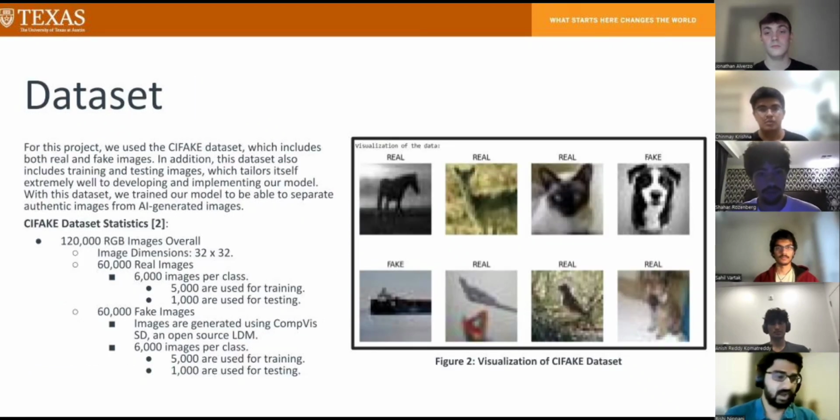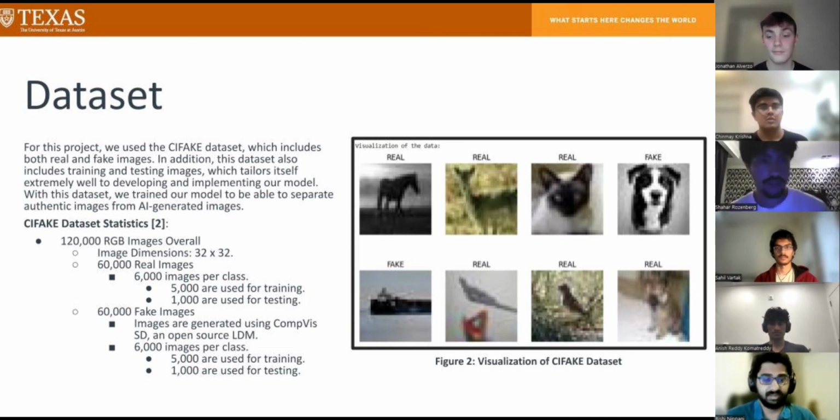Now for an overview about the dataset we used. For this project, we used a CIFAKE dataset, which includes both real and fake images. In addition, this dataset also includes training and testing images, which tailors itself extremely well to developing and implementing our model. With this dataset, we trained our model to be able to separate authentic images from AI-generated images.